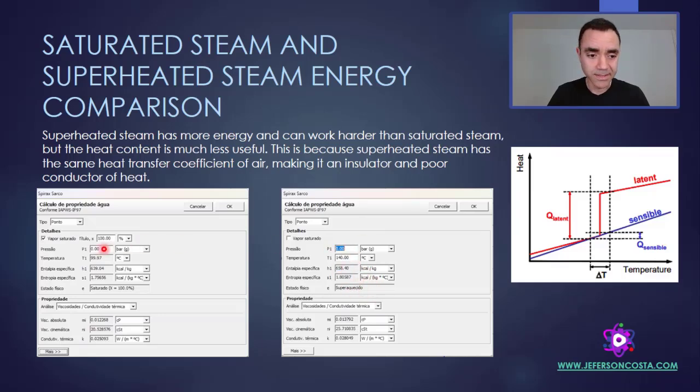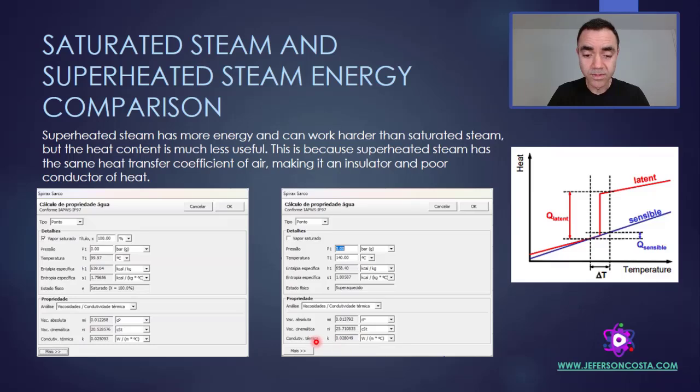Because the pressure is the same, 1 atm, and the temperature is above 100 Celsius degrees. Based on steam charts, I know that at 1 atm I vaporize, I boil the water at 100 Celsius degrees. If the temperature of this steam is above 100 Celsius degrees, it means that it is superheated. And although the energy of the superheated steam is higher, you can verify that the specific enthalpy of saturated steam is lower than the superheated steam.